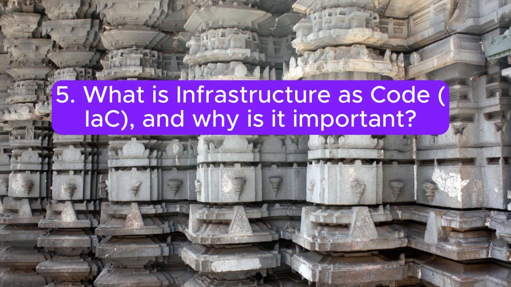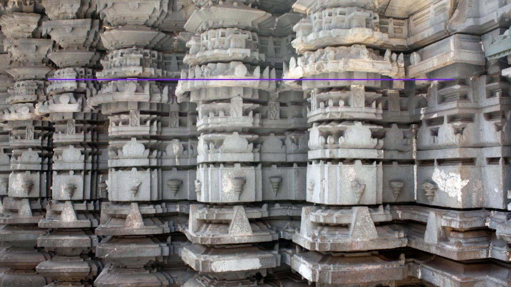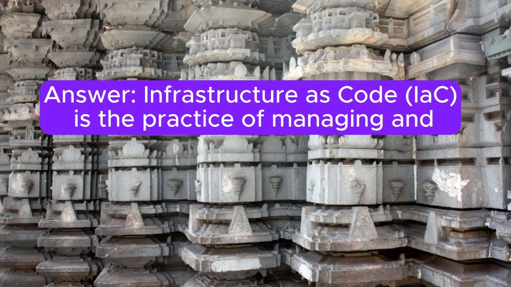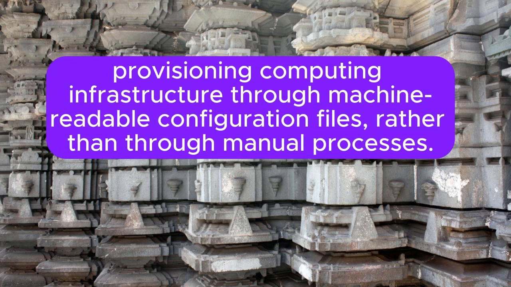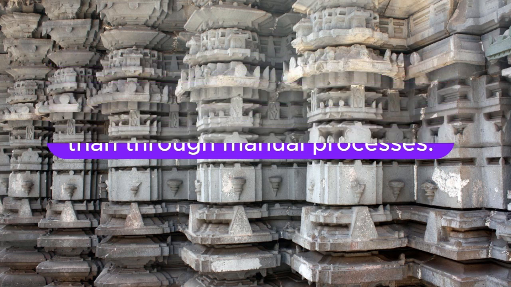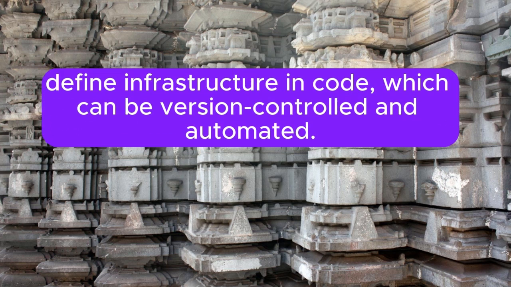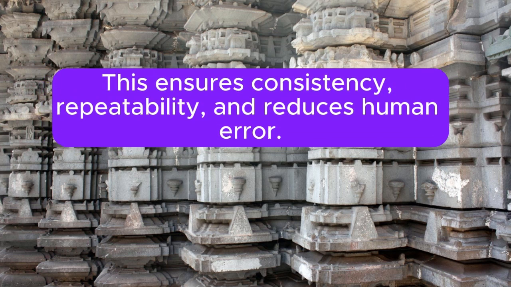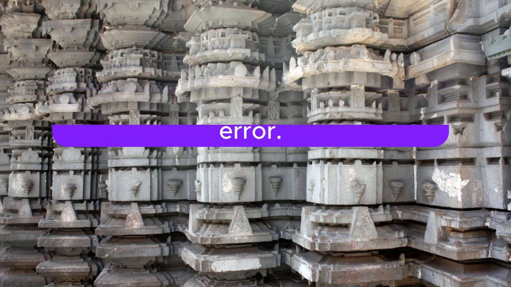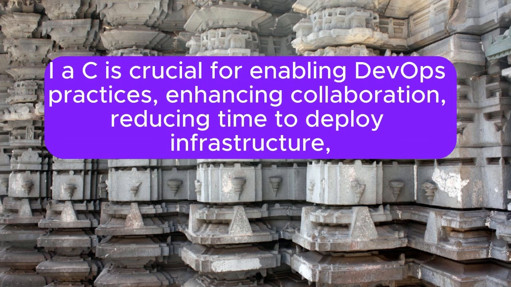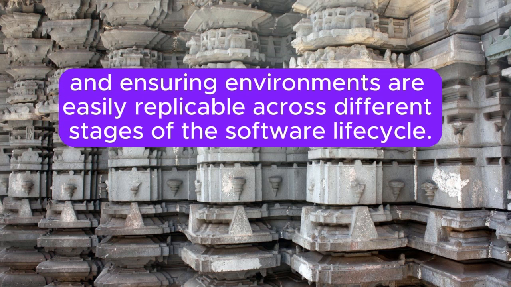5. What is infrastructure as code (IaC) and why is it important? Answer: Infrastructure as code (IaC) is the practice of managing and provisioning computing infrastructure through machine-readable configuration files rather than through manual processes. IaC tools like Terraform, CloudFormation, or Ansible allow engineers to define infrastructure in code, which can be version controlled and automated. This ensures consistency, repeatability, and reduces human error. IaC is crucial for enabling DevOps practices, enhancing collaboration, reducing time to deploy infrastructure, and ensuring environments are easily replicable across different stages of the software lifecycle.